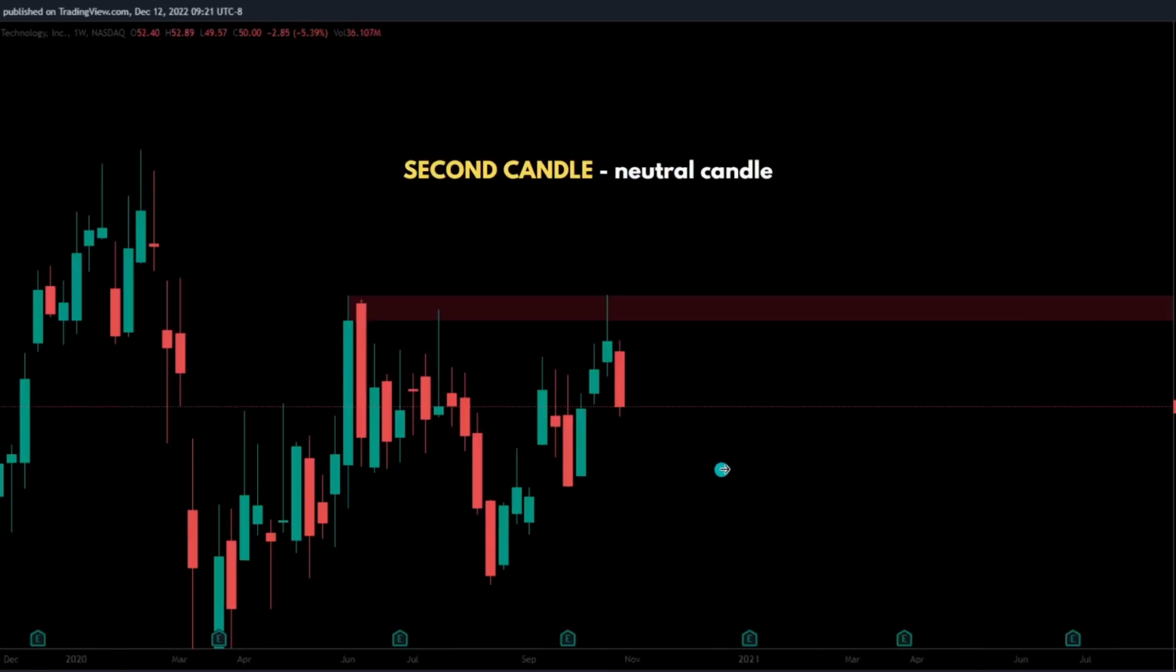Next candle is the neutral candle. So always remember that the second candle for the PKC is a neutral candle. It does not determine any direction for the setup. For this example, it pretty much continued the bearish pressure from the previous week's candle and closed as a down day.